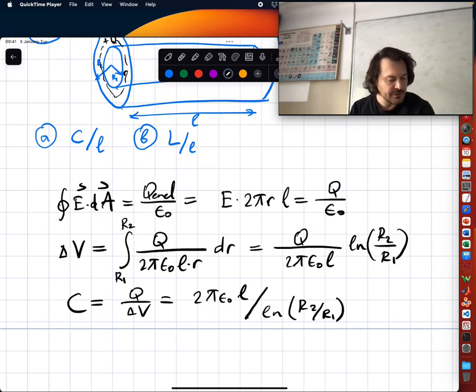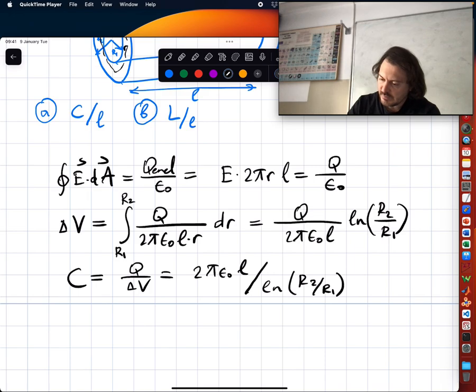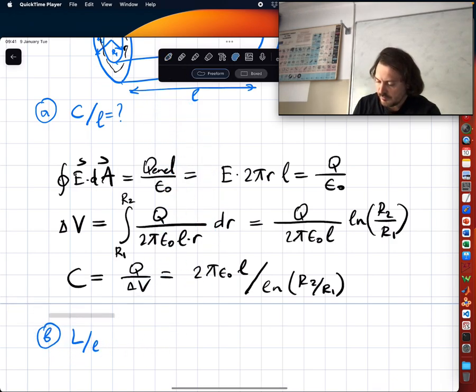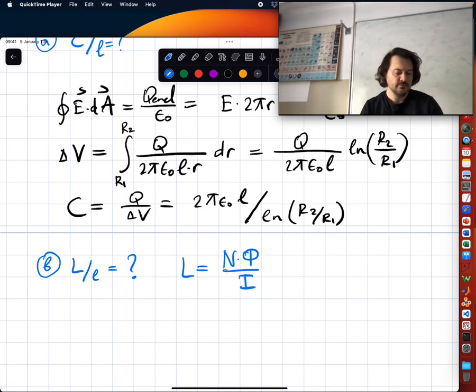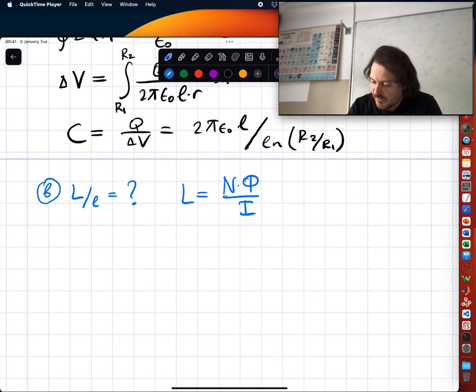Do you remember what to do with the inductance? Let me remind you. For the inductance, you need to know N times phi over I. And in this case, N is going to be just 1. We consider the whole outer tube. Let me think. So the way that we think about it is this way. So you have a tube like this.